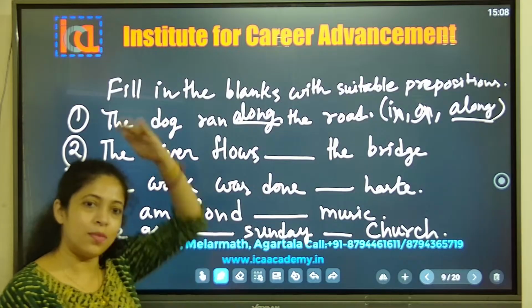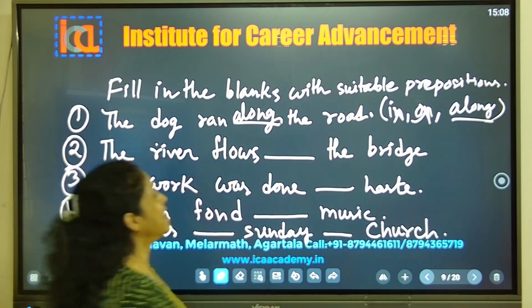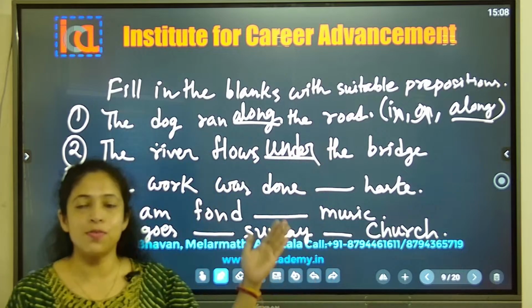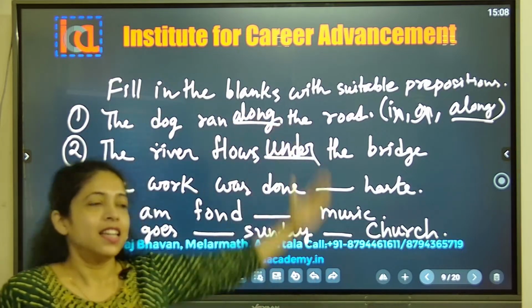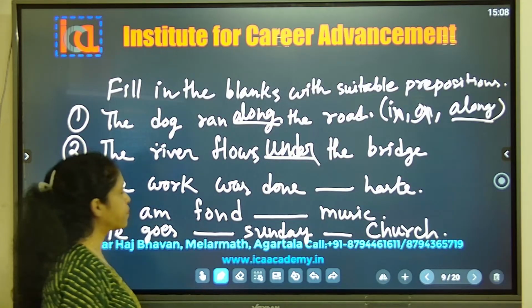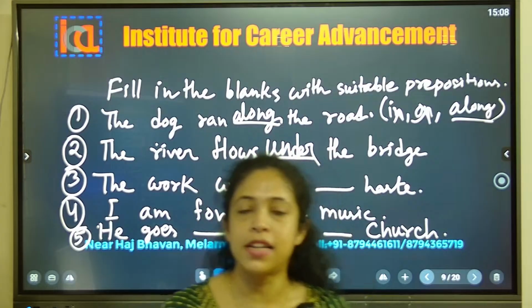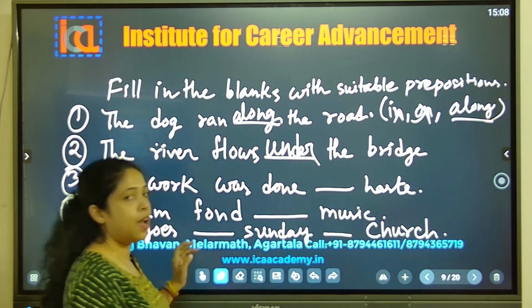Can the river flow over the bridge? Yes, the river flows under the bridge. Over the bridge, over means up. Yes, it is under the bridge. I hope those who are sitting online have also been understanding whatever I am discussing here in the class.